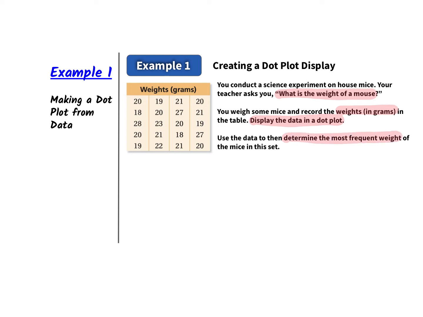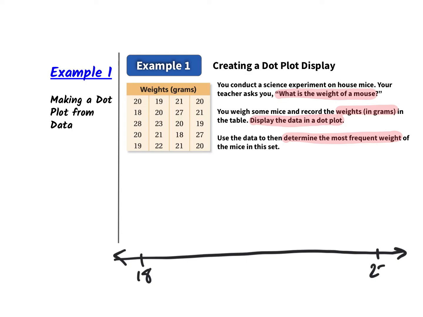Okay, so I'm going to go through here. Every dot plot that we have, we always need a number line. So here's my number line. I'm going to start with the smallest value. In this data set, we have 18 as the smallest value, and the largest value is 28. So I'm going to go 19, 20, 21, 22, 23, 24, 25, 26, 27, 28. I'm going to label every other one. That way it's easy to see all of our data.